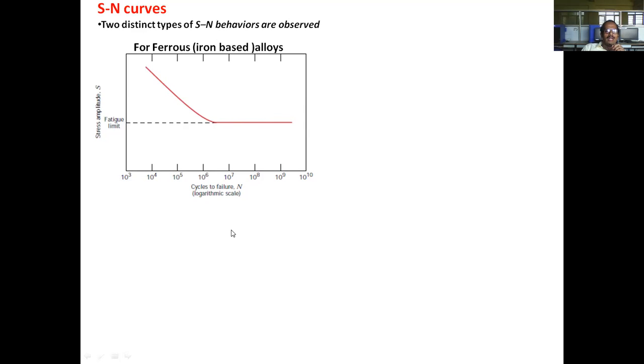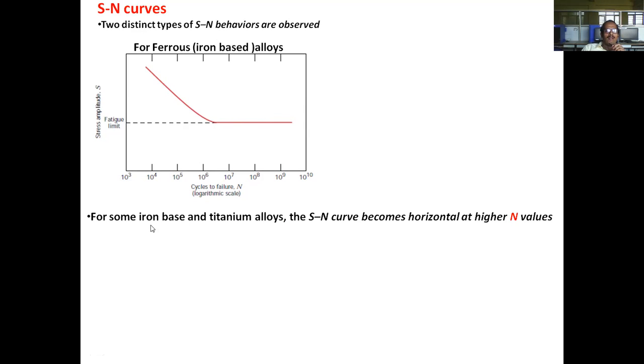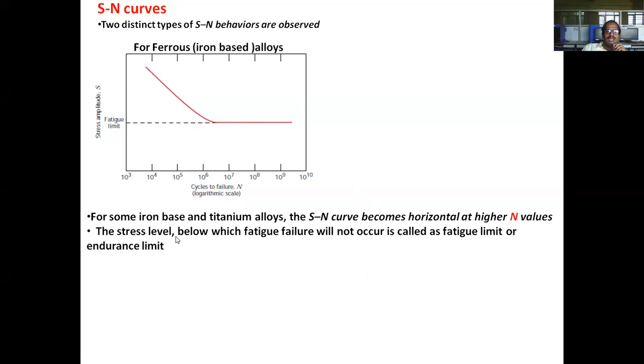What happens is shown in this plot. For some iron-based and titanium alloys, the S-N curve becomes horizontal at higher N values. Here it has become horizontal, at higher N. This is the stress level below which fatigue failure will not occur.